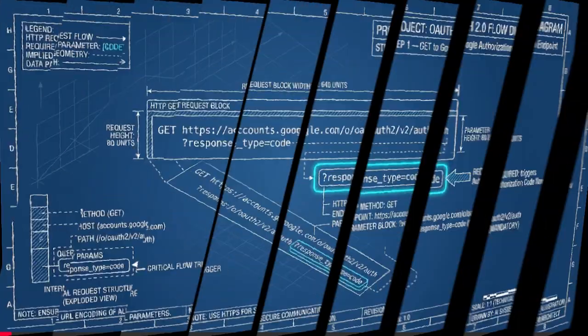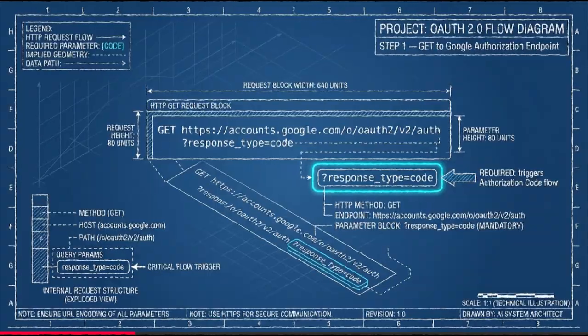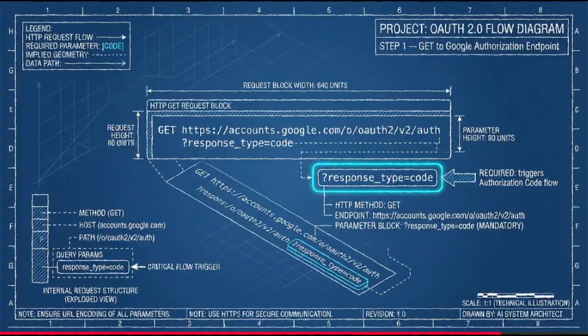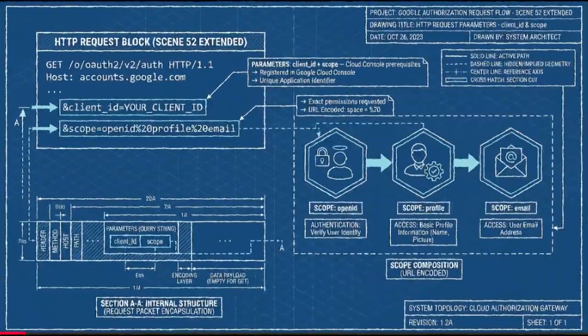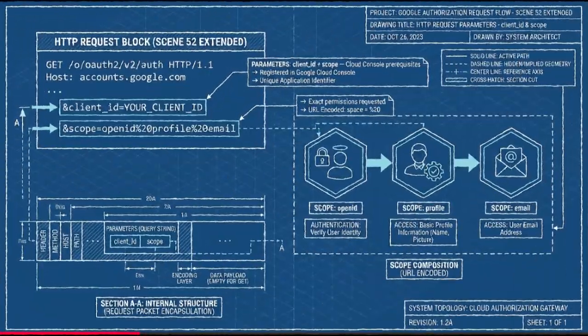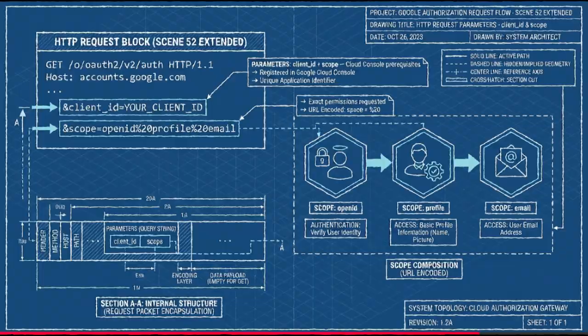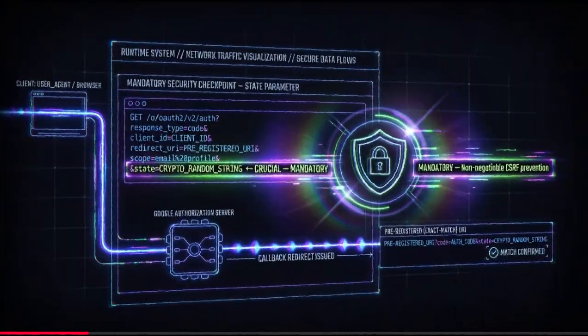The process begins with an HTTP GET request directed to accounts.google.com. The query parameters must include response type code to trigger the correct grant type. The request includes a specific client ID registered previously in the Google Cloud Console. The requested scope parameter defines the exact permissions required, such as openid profile email. Crucially, the request must include a cryptographically random string for the state parameter.